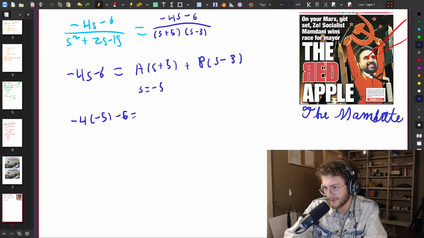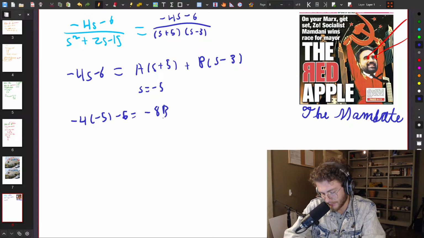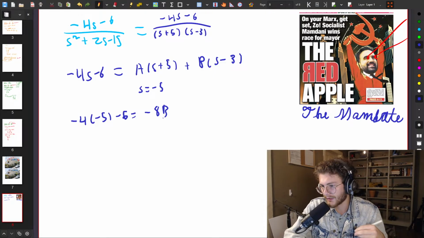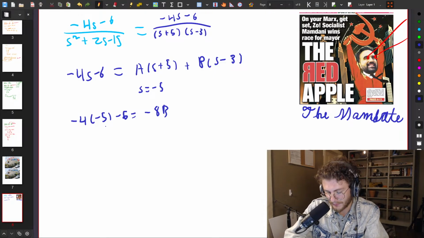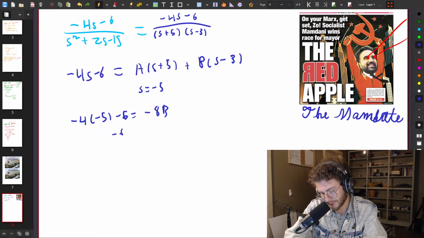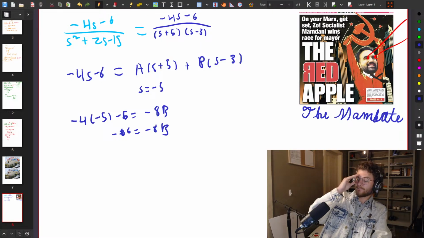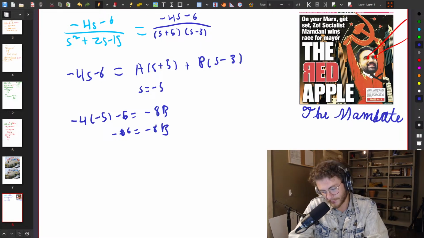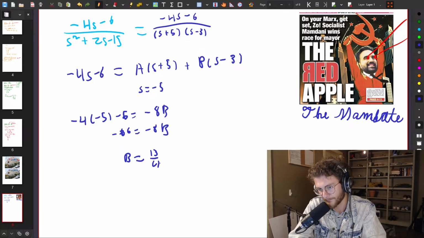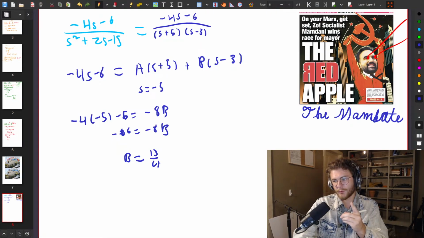What's negative 5 minus 3? That's negative 8b. What's negative 4 times negative 5? Negative 20 minus 6 is negative 26. Negative 26 equals negative 8b. And we get a positive number. Folks, we got a positive number. That's going to be b equals 13 over 4. That helps us out quite a lot.